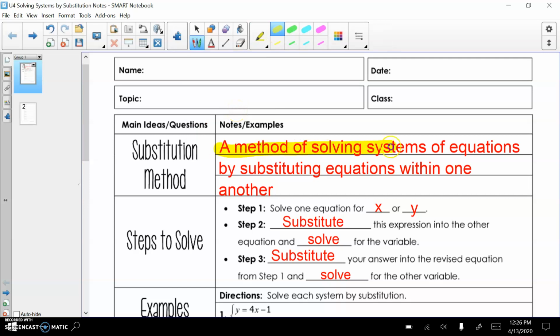A method of solving systems of equations by substituting equations within one another. So basically we're going to take one equation and plug it into the other one and solve. Step one, solve one of the equations for x or y, so you want it to be x equals or y equals. Then you take what it equals and substitute it into the other equation and solve for the variable. So if you're plugging in for y, you're going to solve for x and so on.